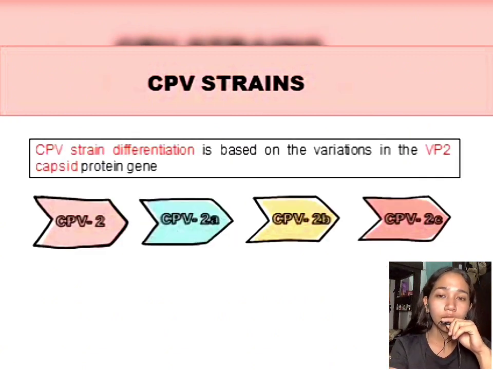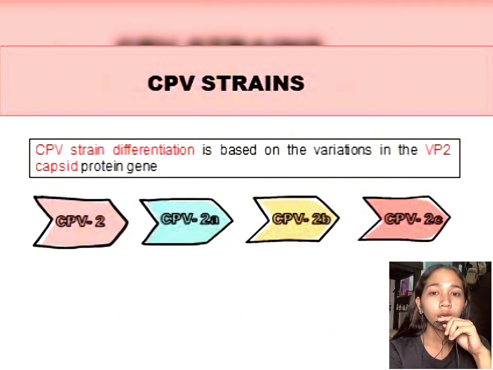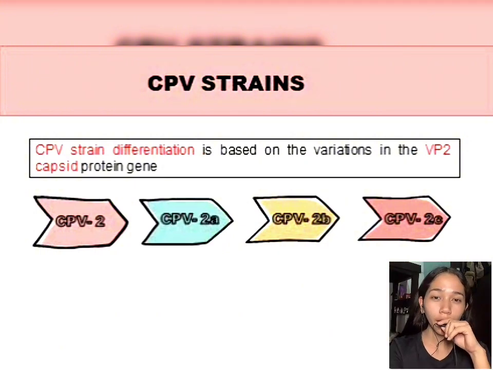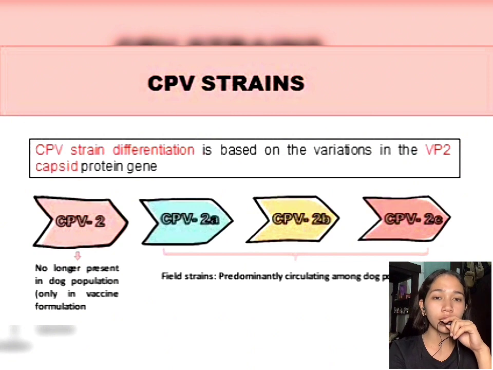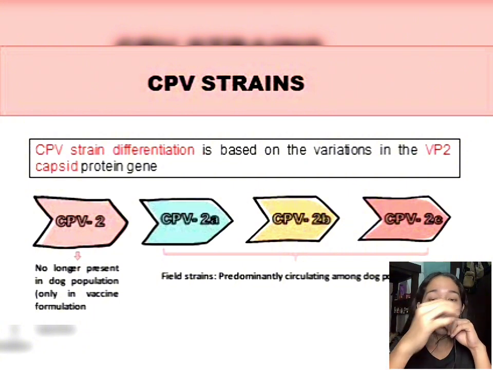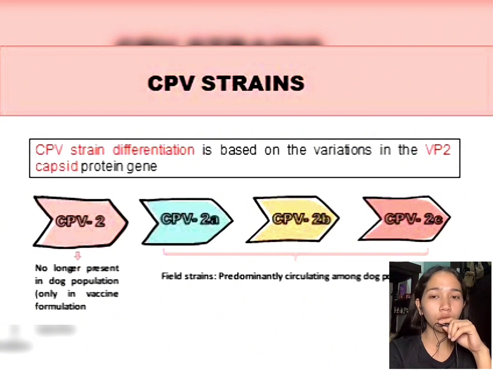These are the CPV strains: CPV2, CPV2A, CPV2B, CPV2C. They are differentiated based on their variations in the VP2 capsid protein gene. But currently, CPV2 is no longer present in the dog population, but present only in vaccine formulations. The other strains are circulating as field strains among dog populations. Among these, CPV2A is the predominantly circulating field strain among dog population, followed by CPV2B, and with some reports of CPV2C.